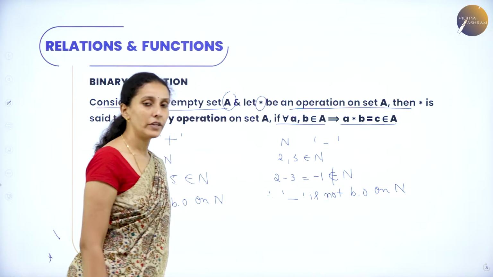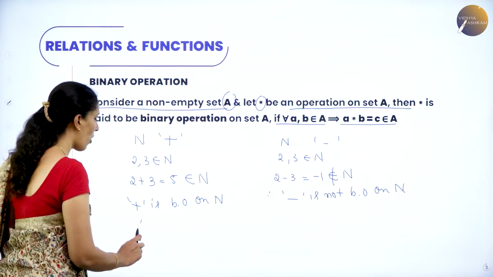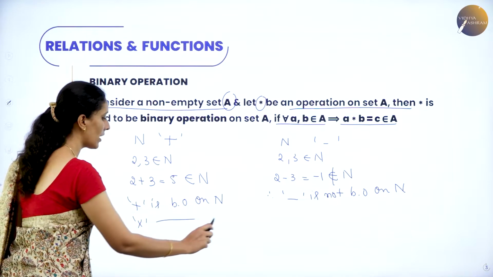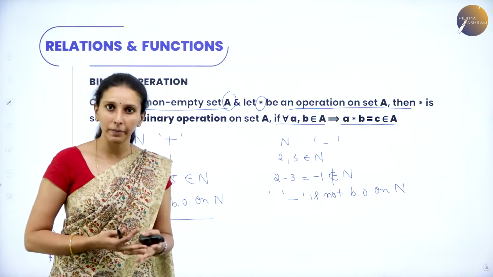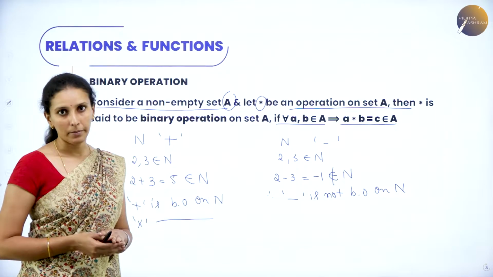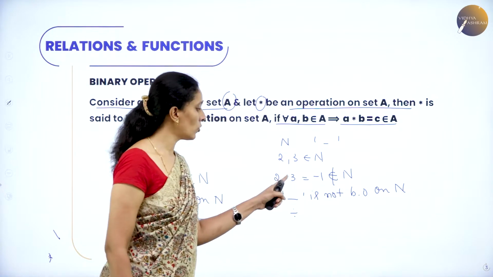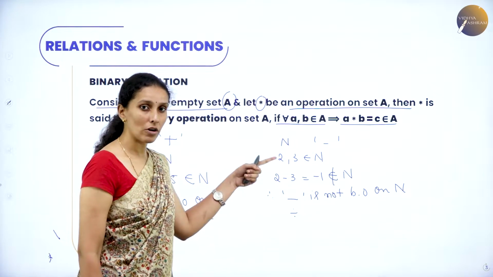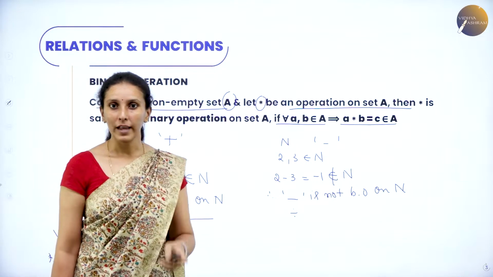So this is how we define a binary operation. Similarly, we can say product or multiplication is a binary operation on N. Whatever elements you take from the natural numbers, you multiply them, you will get back a natural number. But division is not a binary operation. Suppose you take 2 by 3, it is not a natural number. So therefore, division is not a binary operation on N.